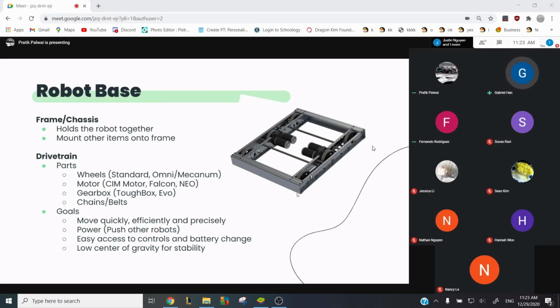And so the goals of the robot base is to move quickly, efficiently, and precisely. So it also should have enough power to push other robots if you're playing defense and you want to make sure that other robots can't get where they need to be.